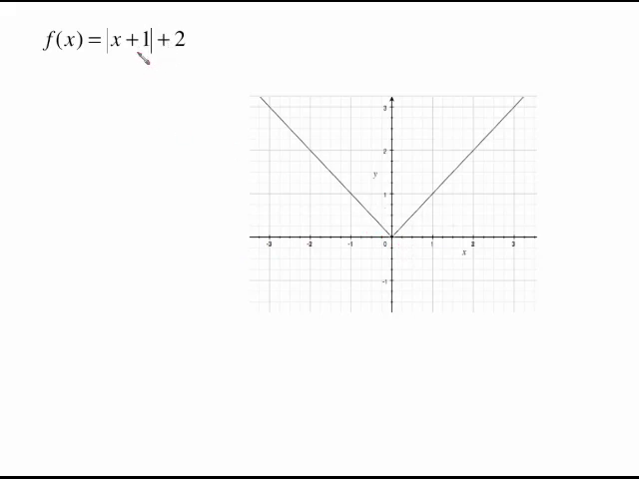I need to look at these two things. Inside with the x is a horizontal thing. That tells me this is going to go to the left 1. Then outside the bars tells me it's a vertical thing, and this is going to go up 2. So each of these points that I'm going to use are going to go left 1 and up 2, and I can do them at the same time.